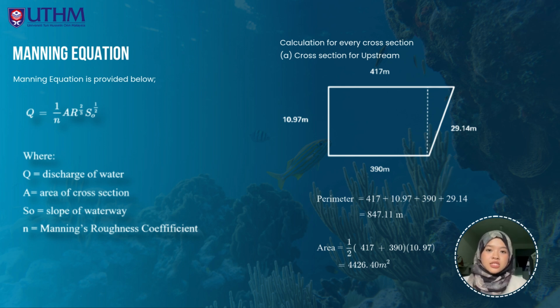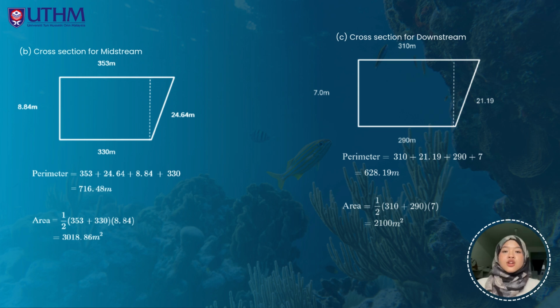And the data that we get is all from Google Earth Pro. So we are using the trapezium. For the upstream cross-section, the perimeter is 847.11 meters and the area is 4426.40 square meters. For the midstream cross-section, the perimeter that we get is 716.48 meters and the area is 3018.86 square meters. And for the downstream cross-section, the perimeter we get is 628.19 meters and the area is 2100 square meters.